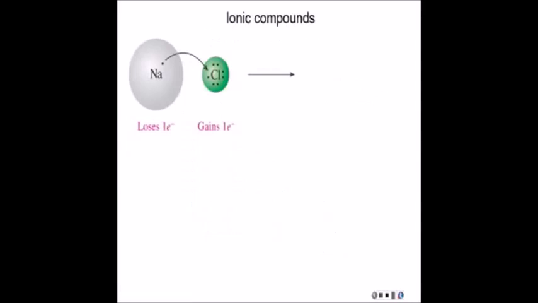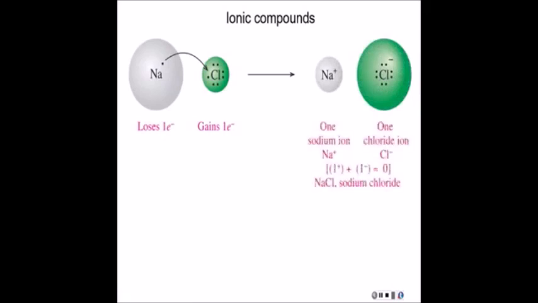So let's see how we get the formulas for some of the compounds. We'll start off with sodium chloride. Here we have a sodium atom with its valence electron, and chlorine with its 7 valence electrons. Remember the octet theory now. What's going to happen is the sodium loses its electron to the chlorine, and we wind up with 2 ions formed: a sodium ion with a +1 charge and a chloride ion with a -1 charge.